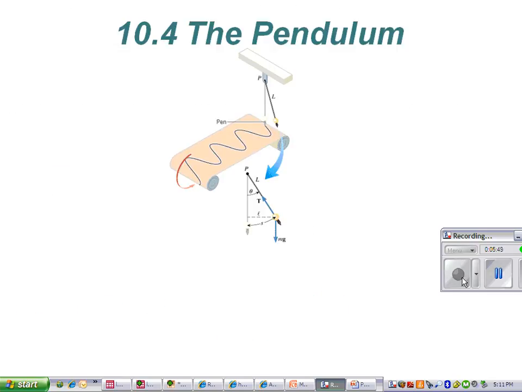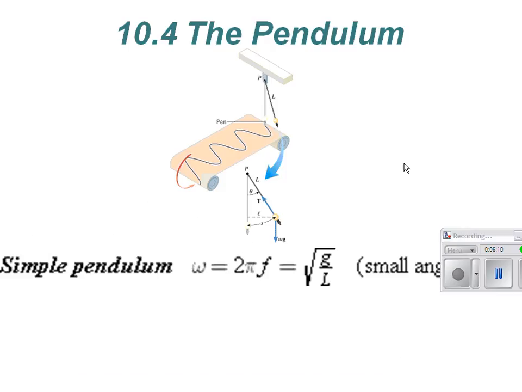Now we're going to look at a different kind of motion called the pendulum. A pendulum is just something that moves back and forth. There's a mass on a string that moves back and forth, and it moves in simple harmonic motion. It'll form a sine curve or a cosine curve, just like the mass on the spring will. Very similar motions. The equations are very similar as well.